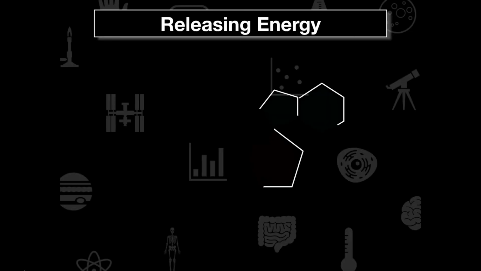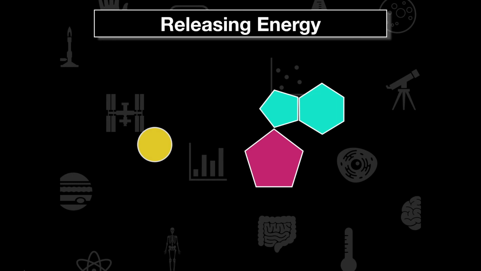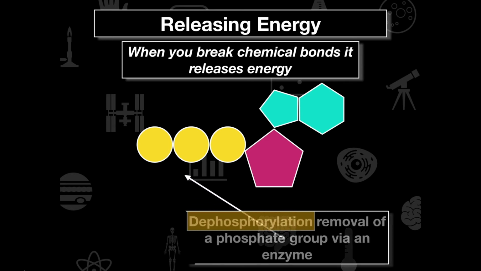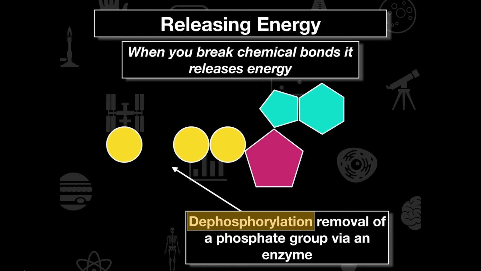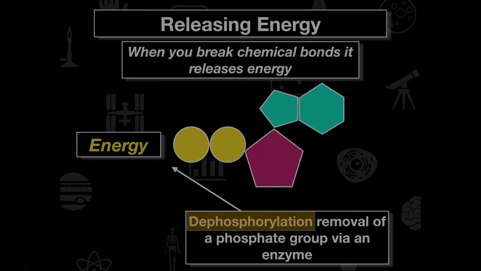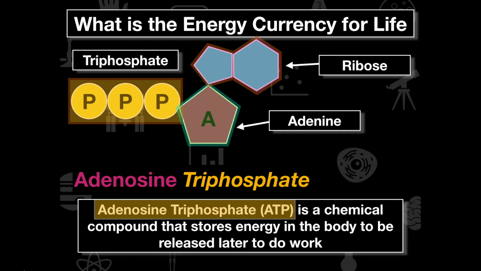Well, releasing energy takes place via the breaking of bonds. When you break a chemical bond, it's going to release energy. What we call this is dephosphorylation. It's the removal of a phosphate group via an enzyme, and when we break that phosphate group, we release energy in the cell. So the way our body is getting energy is through this molecule, adenosine triphosphate.